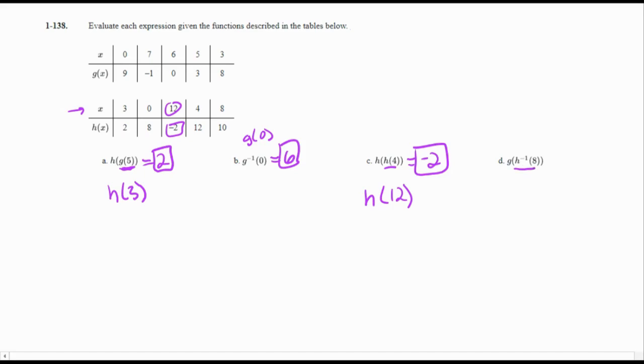Last one here, g of the inverse of h of 8. So again, with this one, I'm looking for 8 in the output because I'm switching the x's and y's. And here I would get 0. So now I have g of 0, which in this case, I look at g, my output here is 9. There's my final answer.